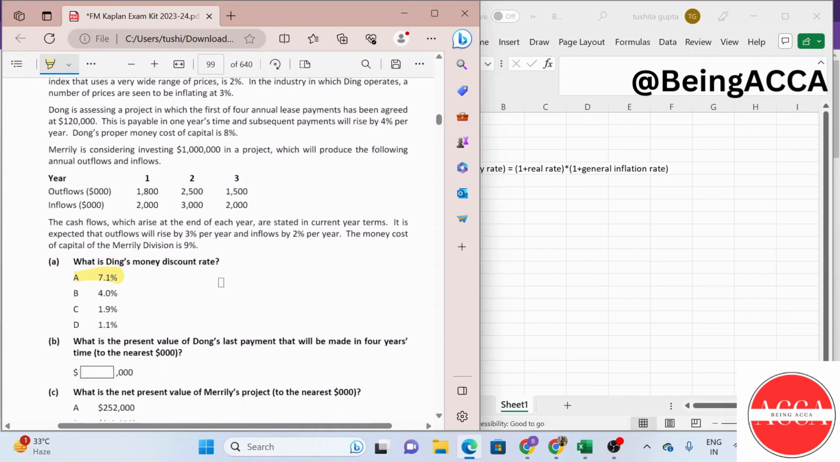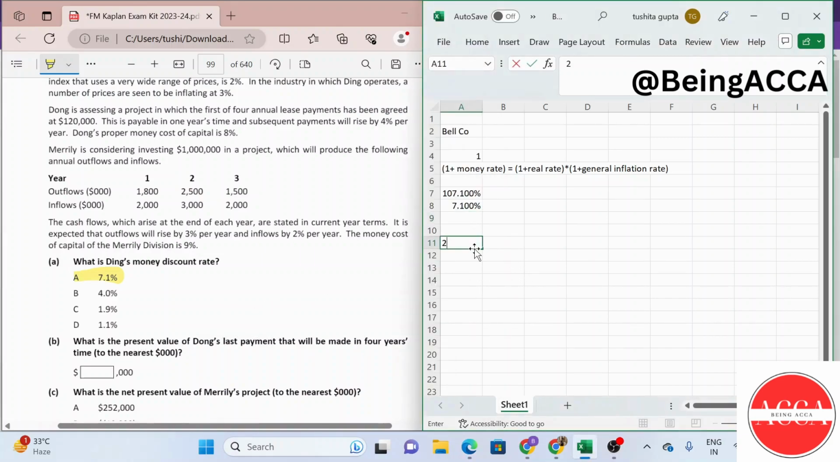Moving on to the next one, what is the present value of Dong's last payment that will be made in 4 years' time to the nearest $1,000? Okay, so the second question wants me to calculate the present value of the fourth payment. So the first payment is mentioned that we will give in 1 year's time. So 1 year's time, 2 years' time, 3 years' time and 4 years' time.